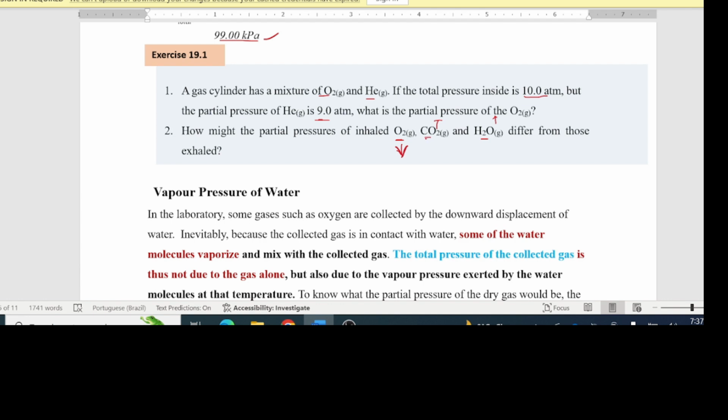Carbon dioxide, of course, you know that is a respiratory product. When you breathe in, it has less, so when you breathe out, it's going to have more from cellular respiration. And of course, if you blow your breath close to a mirror, it fogs up. That's because more water is coming out in your breath than what you're inhaling. So the partial pressure of exhaled water is going to be more than that of inhaled water.